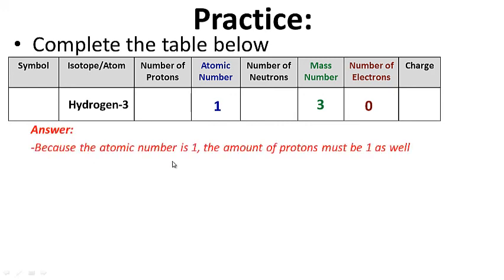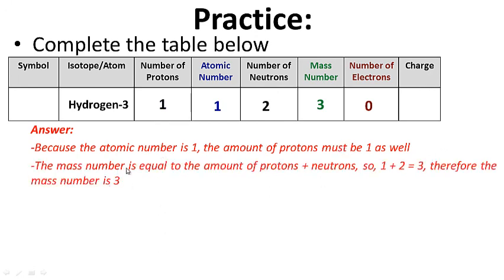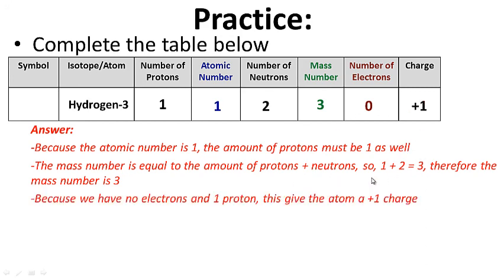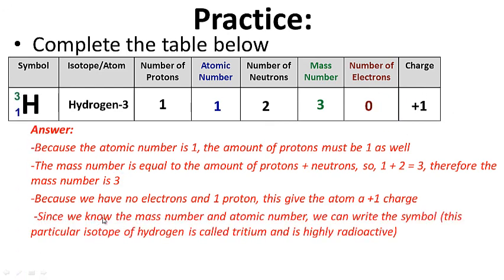So because the atomic number is 1 here, okay, the amount of protons must be 1 as well, okay? And the mass number is equal to the amount of protons plus neutrons. So, okay, 1 plus 2 here gives us a mass number of 3. Okay. So because we have no electrons and 1 proton, this gives the atom a +1 charge. Okay. So that's because we have 1 proton and 0 electrons. So we get an overall charge of +1. And since we know the mass number and the atomic number, we can write the symbol. This is the isotope, okay, called tritium, or hydrogen 3.